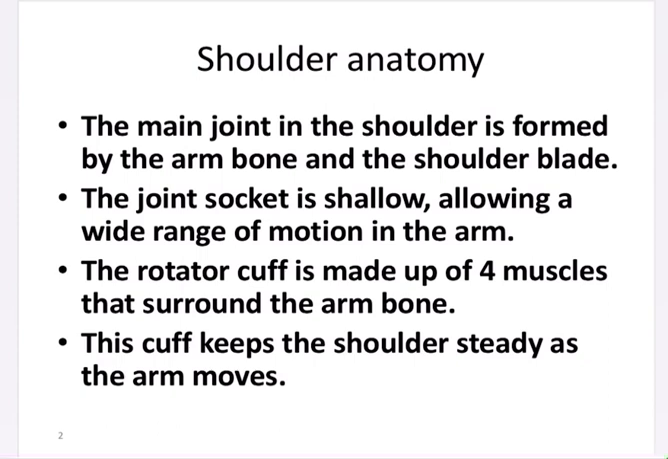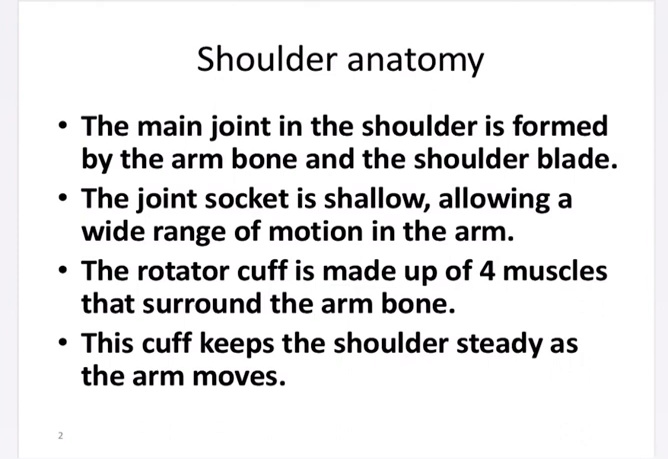The main joint in the shoulder is formed by the arm bone and the shoulder blade, or glenoid cavity. The joint socket is shallow, allowing wide range of motion in the arm. So there will be a joint between humeral head and the glenoid cavity. This joint is shallow, allowing wide range of motion in the arm, but this joint is potentially unstable.